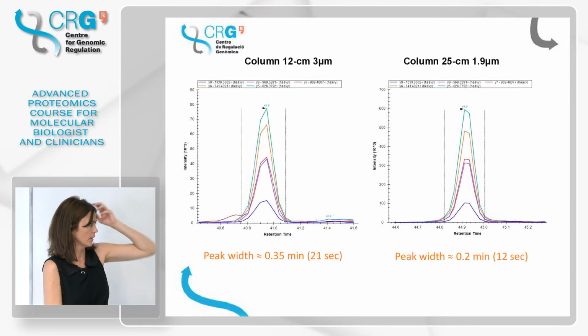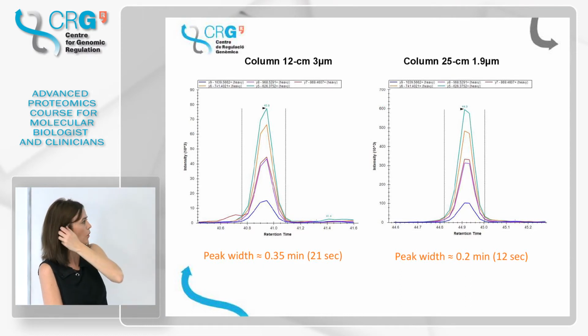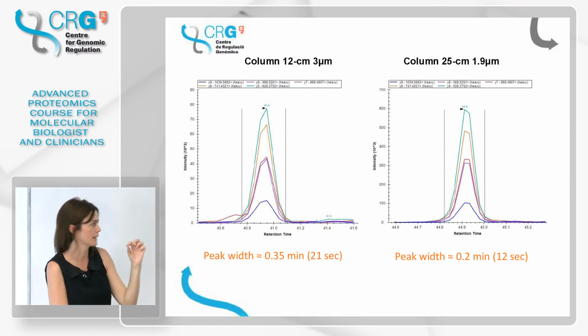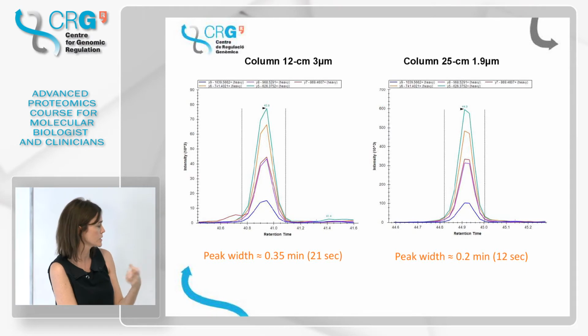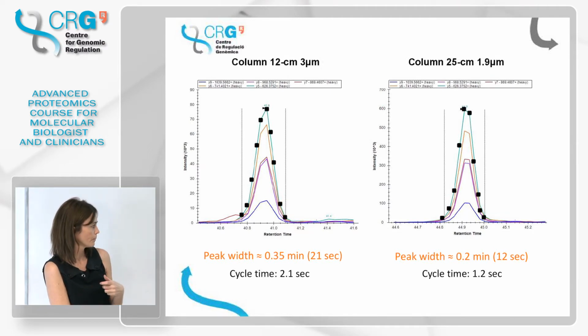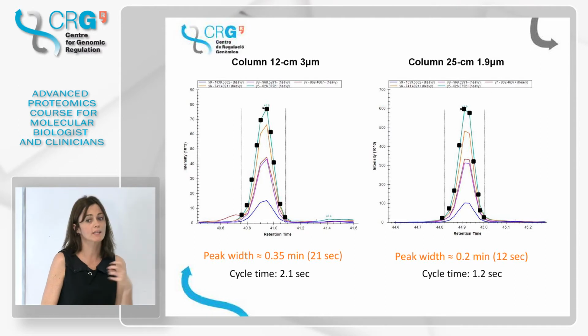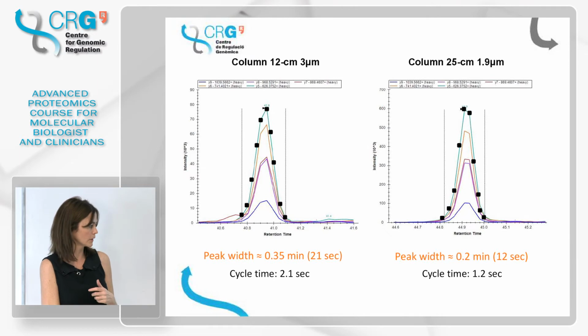Okay, these are real examples also. This is a column of 12 centimeters and 3 micrometer particle, and this one is a longer column with smaller particles. So the width of the peak, okay, goes from 21 seconds to 12 seconds. But we want to measure 10 points. It doesn't matter how many seconds we have, we want to measure 10 points. So we need to adjust for that. And this is going to determine our cycle time.